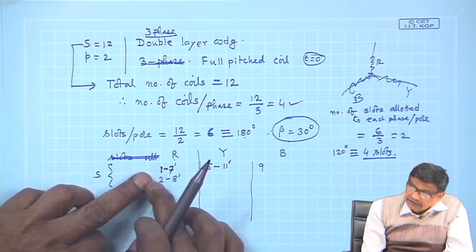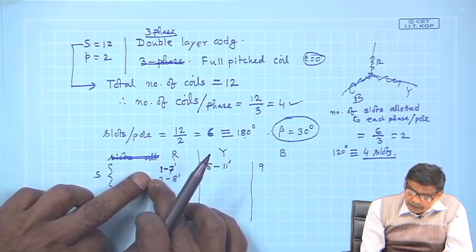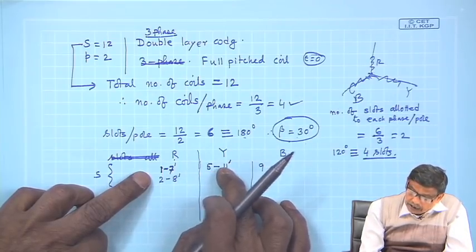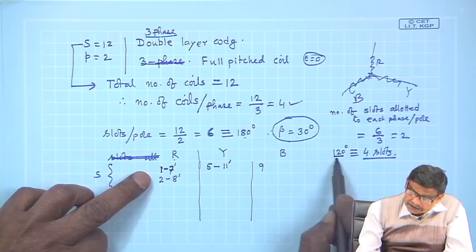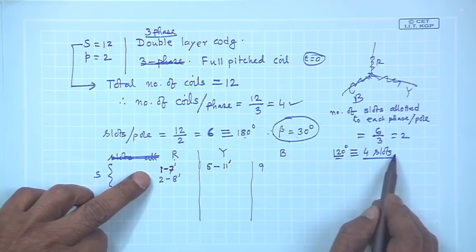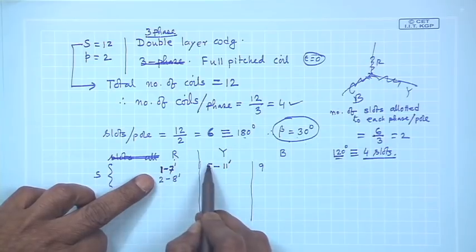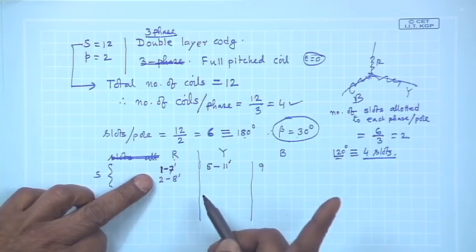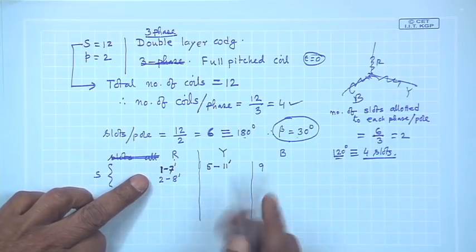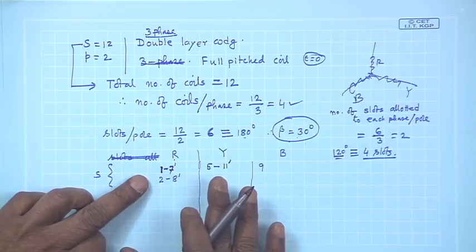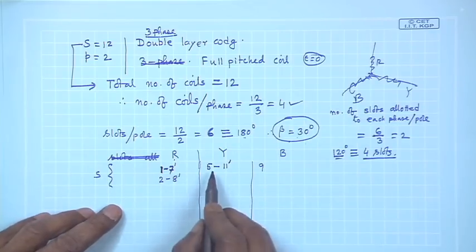Starting of R phase is from 1, and the starting of Y phase should be after 120 degrees, and 120 degrees is equivalent to 4 slots. So, I have added 4 to 1, that is 5 starting, and then its return should be 5 plus 6, 11, and 11 dashed because it is the lower deck. So, I think it is okay. Okay. So, this is the thing.